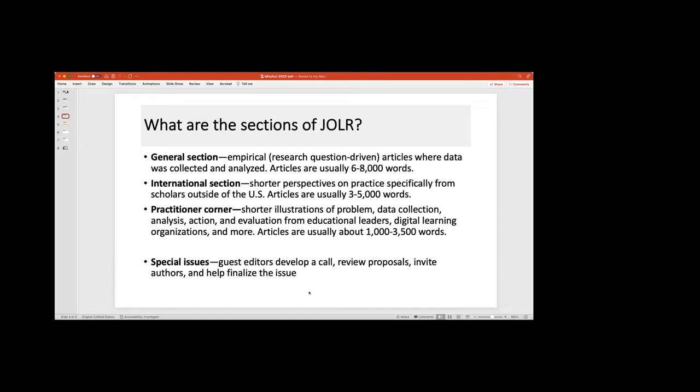So like the international section, it doesn't go through a traditional peer review. You'll notice that the length of it is a lot shorter than what you would find in our traditional sections.